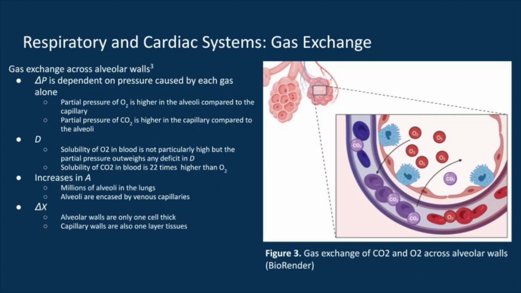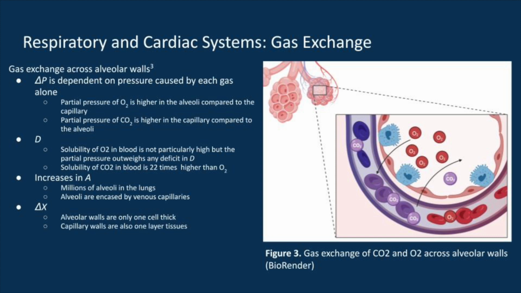Alrighty, now let's take a look at gas exchange with the respiratory and cardiac systems and how Fick's law of diffusion applies here. So gas exchange occurs in the lungs across alveolar and capillary walls. Molecules impact against these membranes that creates pressure, and the amount of pressure they exert is proportional to the total force of impact of all molecules.